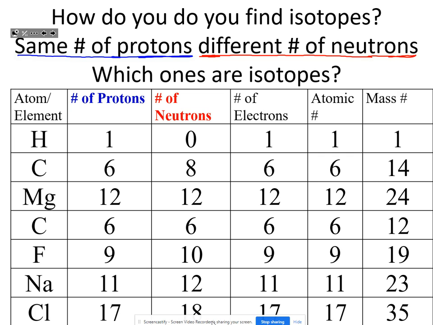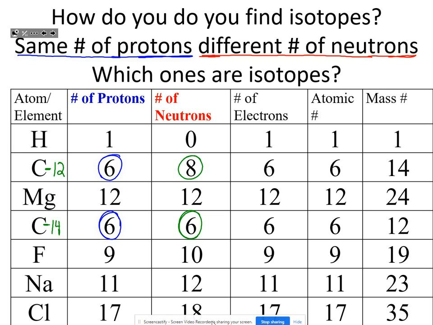Hopefully you immediately went to, this one has 6, this one has 6. So they have the same number of protons. Let's look at their neutrons. They're going to be circled in green. The neutrons are 8. The neutrons are 6. Same number of protons? Fits it. Different number of neutrons? Fits it. This is carbon 12, and this is carbon 14. These are isotopes of one another.